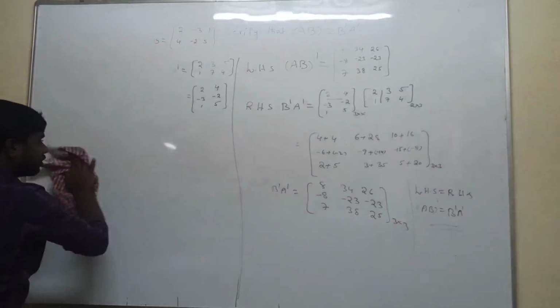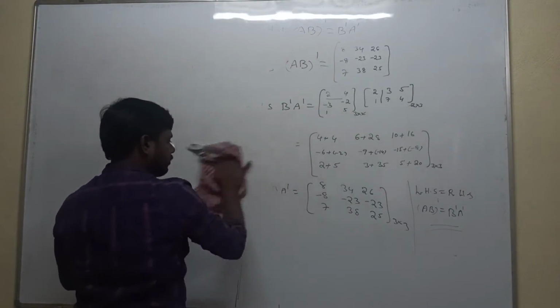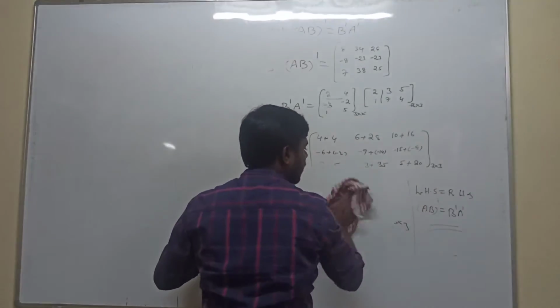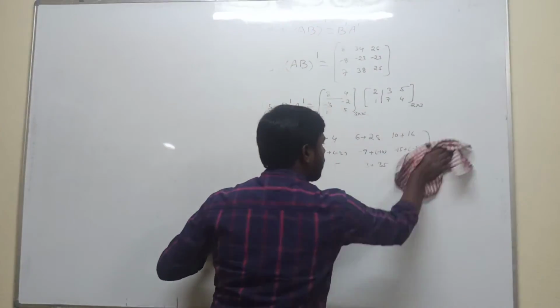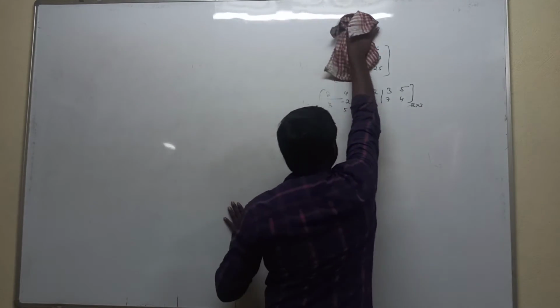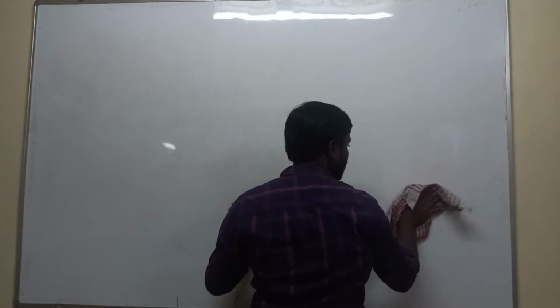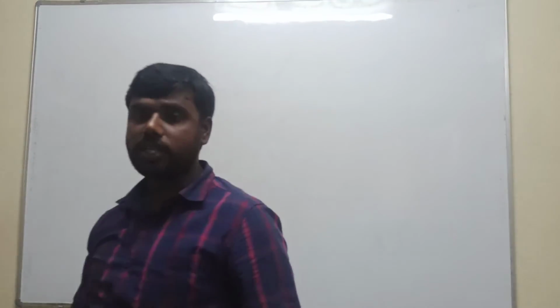Very easy, don't get confused. What is given? That's what we have to do. First, what they are asking: verify that (AB) transpose is equal to B transpose A transpose. First calculate AB, after that calculate (AB) transpose. That is the LHS. After that calculate the RHS value. What is the RHS value? B transpose and A transpose. So you have to calculate B transpose and A transpose. After that, both matrices are equal. We have to write the conclusion: LHS is equal to RHS.